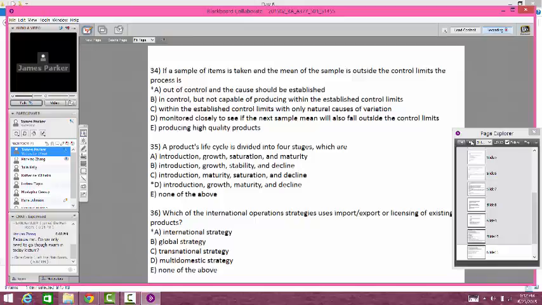International operations strategy uses export and import licensing. That would be the international strategy.